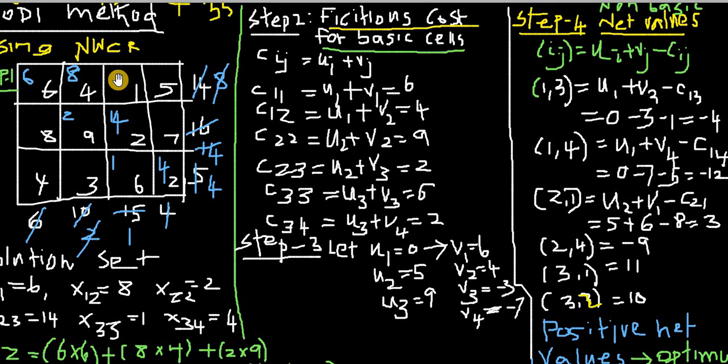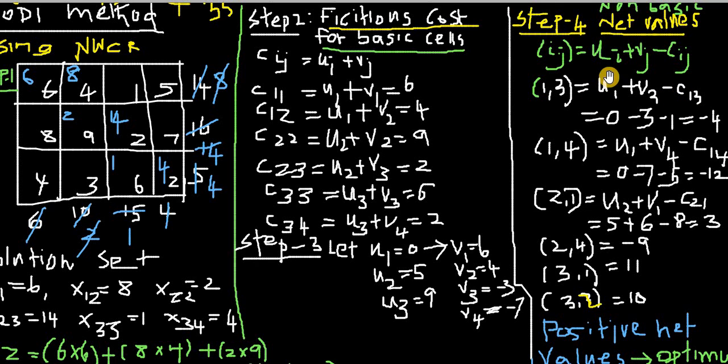Here, what are the non-basic cells? Here 1 3. By this formula, delta 1 3 equals u1 plus v3 minus c13. In the place of i, you substitute i, and in the place of j, you substitute the value of j in this particular formula. You will get delta 1 3 equals u1 plus v3 minus c13.